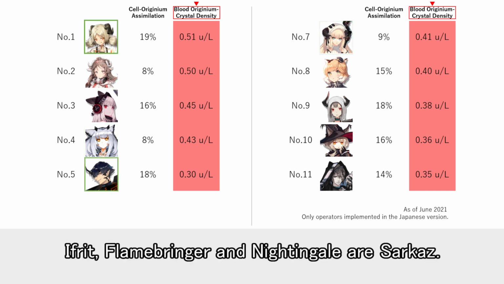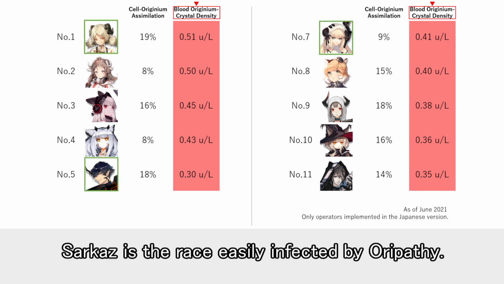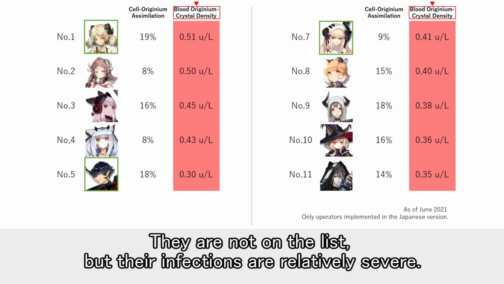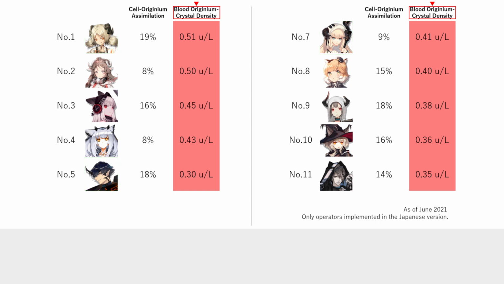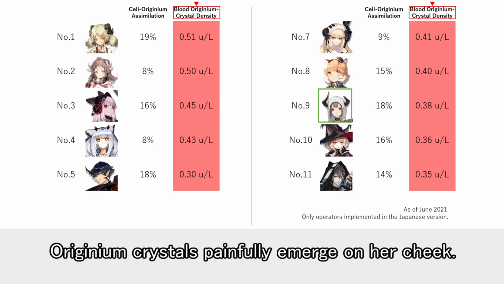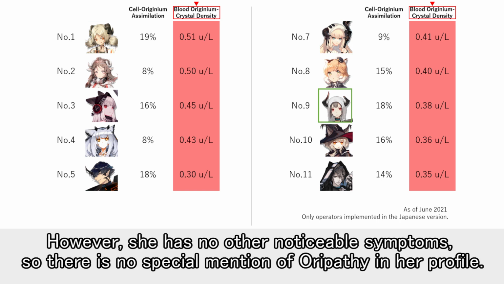Ifrit, Flamebringer and Nightingale are Sarkaz. Sarkaz is the race easily infected by Oripathy. Meteorite and Mudrock are also Sarkaz. They are not on the list, but their infections are relatively severe. Vulcan is ranked high on both lists. Originium crystals painfully emerge on her cheek. However, she has no other noticeable symptoms, so there is no special mention of Oripathy in her profile.